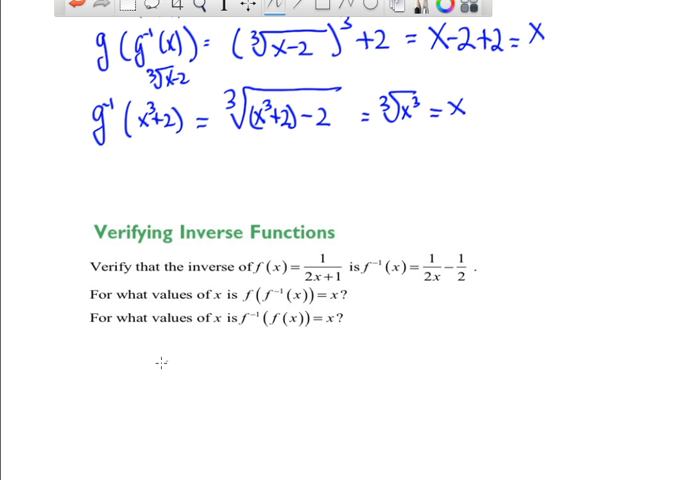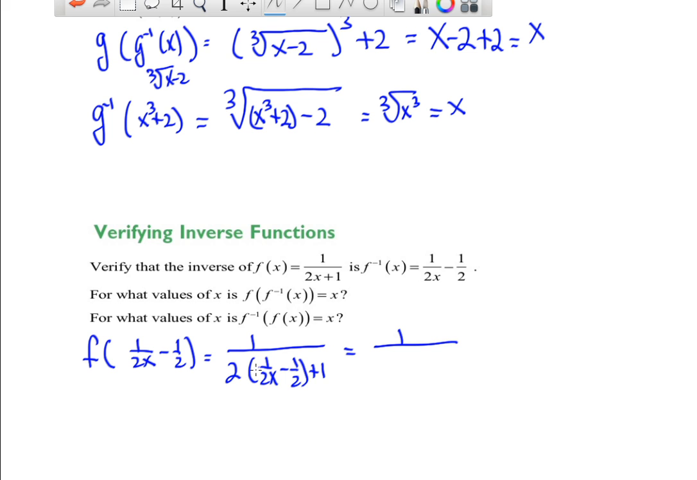Well, let's check first of all that it works. So using the original function, we're putting the inverse into it. And so what do you end up with? Well, 1 over, let's see, 2 times 1 over 2x minus a half, plus 1. That's 1 divided by the 2, this 2 and that 2 cancel. So that leaves you 1 over x. And then a half times 2 is 1, minus 1 plus 1. So that's 1 divided by 1 over x, so that is x.